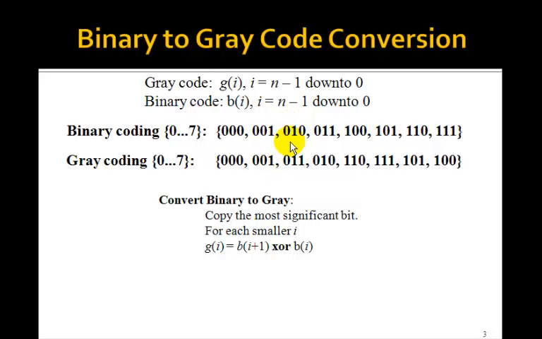Copy the most significant bit, 0 XOR 1 is 1, 1 XOR 0 is 1. Copy the first bit, 0 XOR 1 is 1, 1 XOR 1 is 0. Copy the most significant one, 1 XOR 0 is 1, 0 XOR 0 is 0. Copy the 1 here, 1 XOR 0 is 1, 0 XOR 1 is 1. Copy the most significant one, 1 XOR 1 is 0, 1 XOR 0 is 1. Copy the most significant, 1 XOR 1 is 0, 1 XOR 1 is 0. So that's how it works.